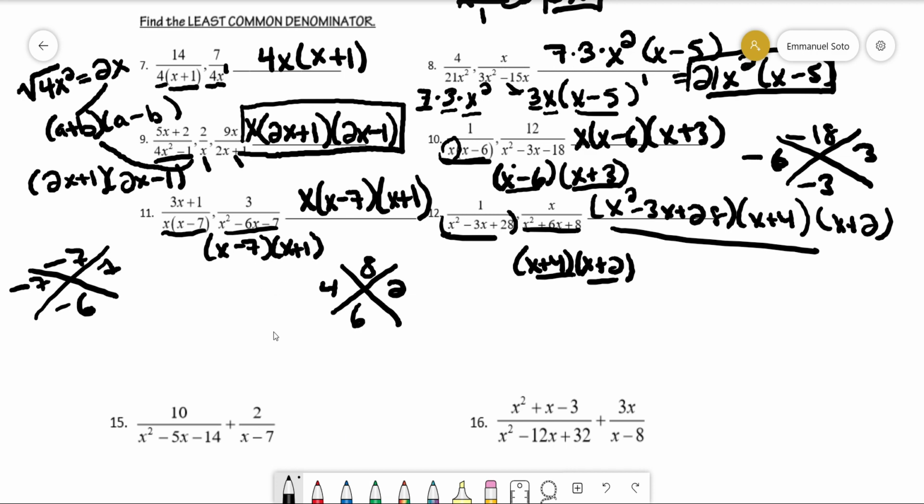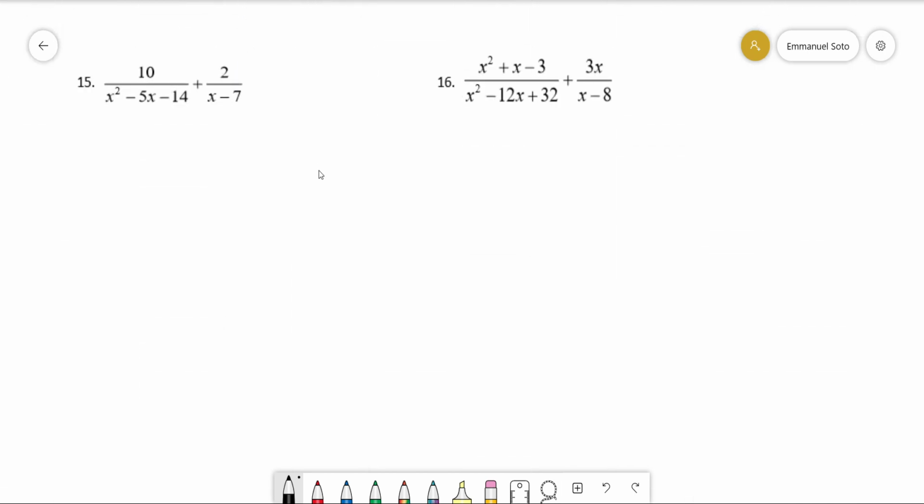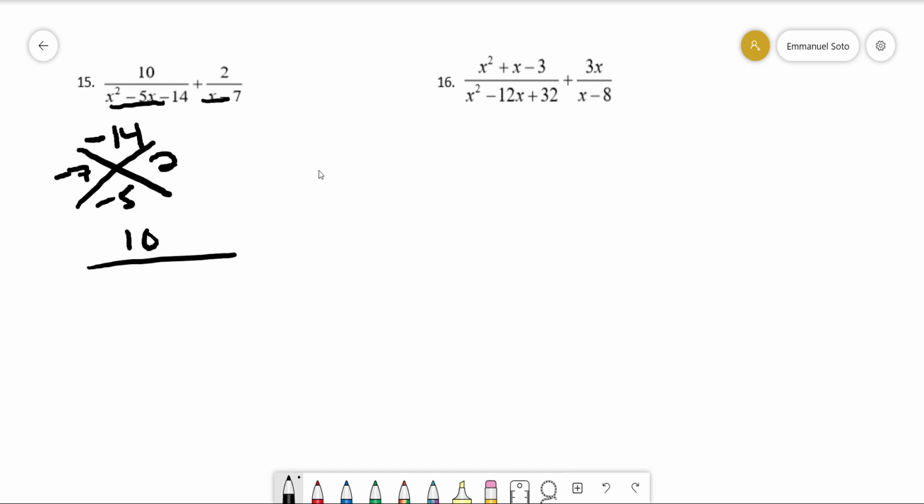Number 15. So this time for number 15 and 16, we want to add them. We do not have common denominators, or least common denominator. So we got to find that first. So we're going to factor. So this guy, the factors of negative 14 that add up to negative 5. That would be negative 7, positive 2. Alright, so that becomes 10 over x minus 7, x plus 2.